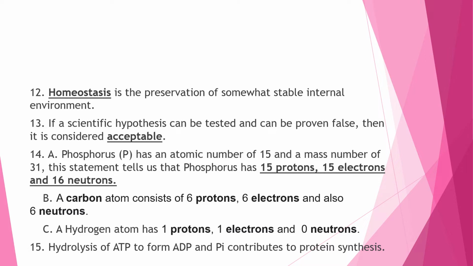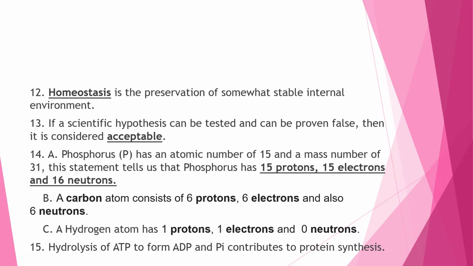Number 14, okay, this is how you identify protons, neutrons, and electrons. Okay, phosphorus has an atomic number of 15 and a mass number of 31. And this statement tells us that phosphorus has 15 protons, 15 electrons, and 16 neutrons.